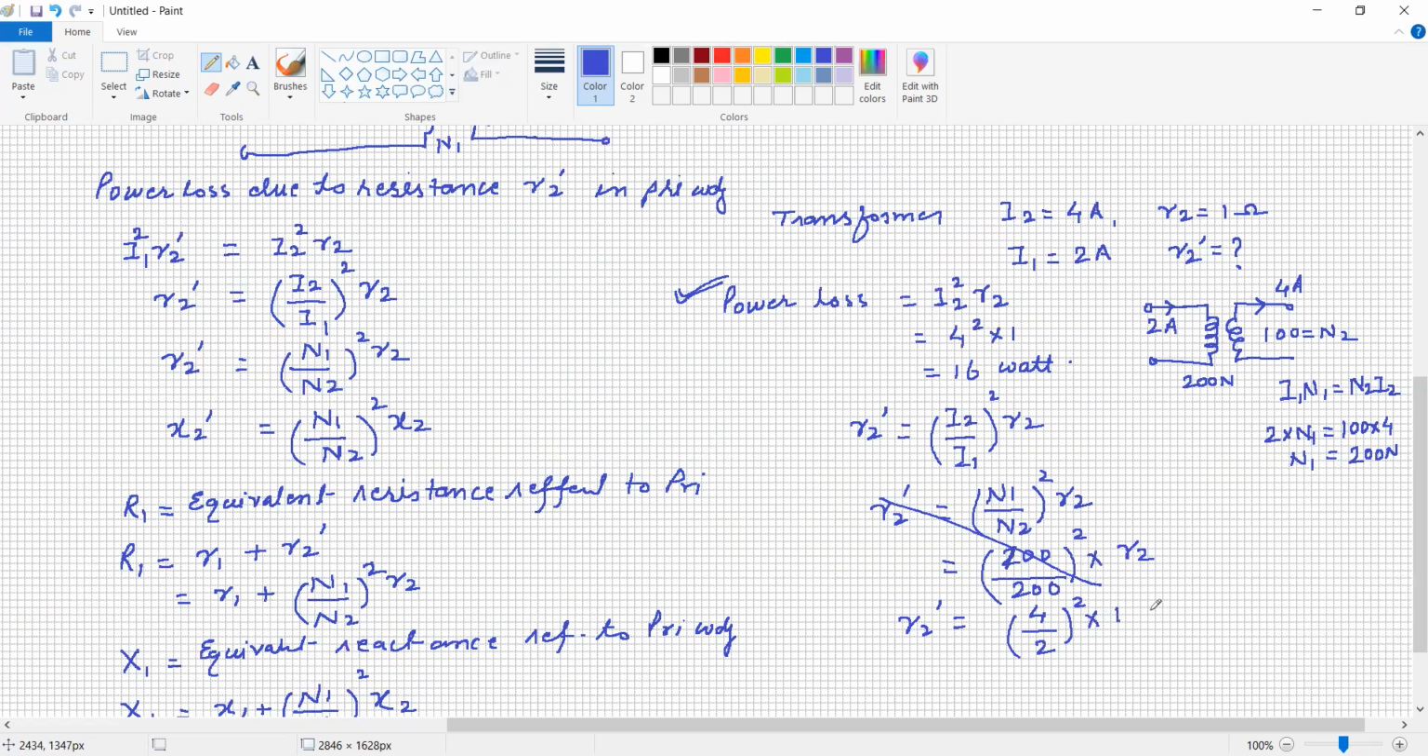The resistance value is 1 ohm. So what would be the value? It is 4 ohm. So the resistance is 4 ohm over this.